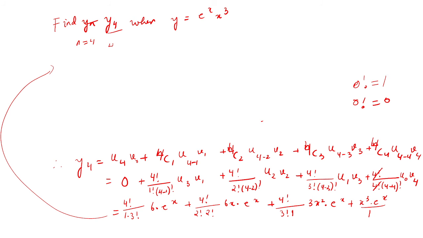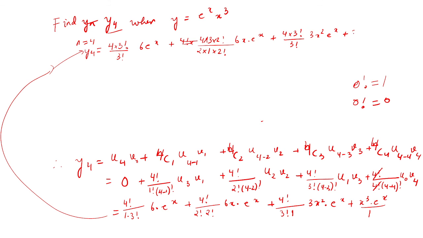So 4 factorial can be written as 4 into 3 factorial. It's going to be here, divided by 3 factorial, 6 e to the power x, plus 4 factorial, which is 4 into 3 into 2 factorial, divided by 2 into 1 into 2 factorial, 6x e^x, plus 4 into 3 factorial divided by 3 factorial, 3x squared e to the power x, plus x cubed e^x. Play with this.